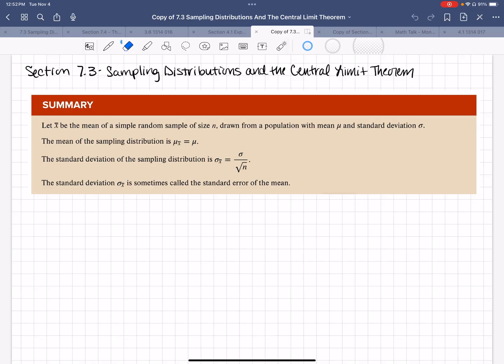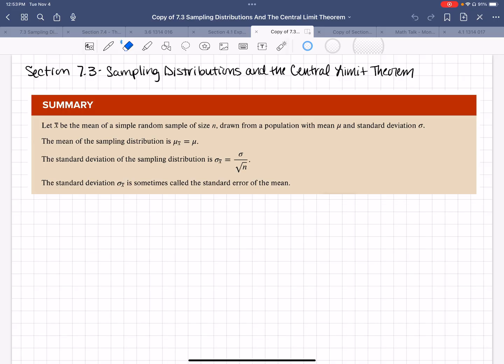Okay, so what we're doing here is we're looking at the information about the sample, and we're taking that from the population. So the mean of the sampling distribution is mu of x bar equals mu. So it's going to actually equal the mean of the population. And the standard deviation of the sampling distribution is going to be sigma x bar equals sigma, the standard deviation of the population, divided by the square root of n. And we know that n is the sample size. Okay, the standard deviation, sigma x bar, is sometimes called the standard error of the mean.